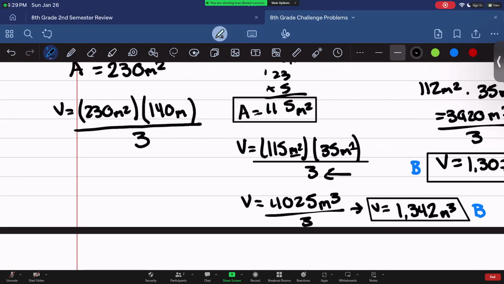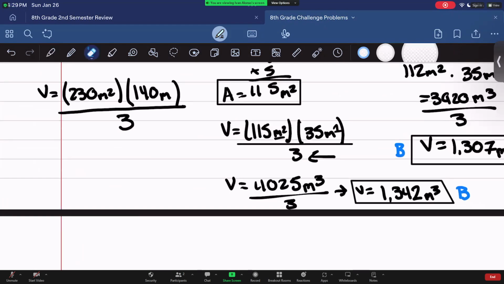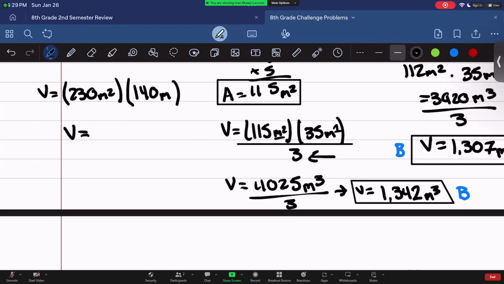Now, if you plug this into a calculator, you have to follow PEMDAS. The calculator will always follow PEMDAS, but if you type it in wrong, it's not going to work. So what we're going to do first is multiply these two and then divide by 3 just to make sure we don't mess up. 230 times 140 is equal to 32,200. Obviously, we need to put that over 3. The units here are meters cubed already, because we multiplied them. We're going to divide that by 3.